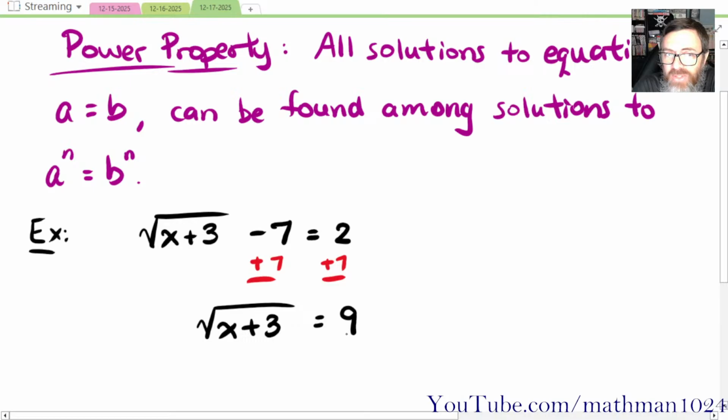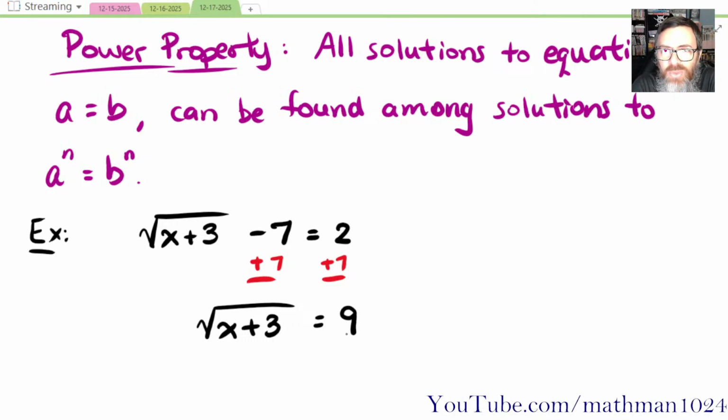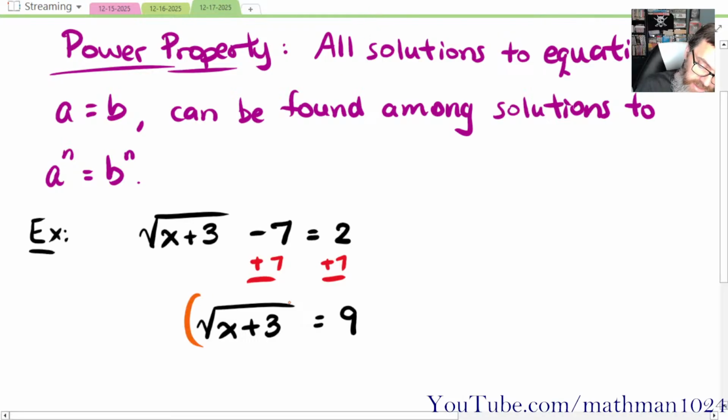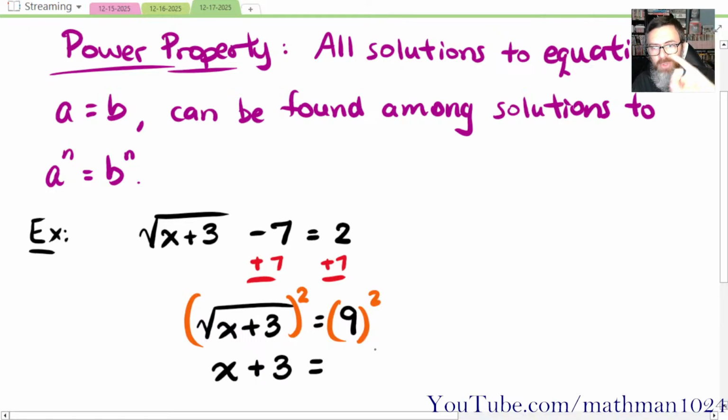Now that the radical is by itself, we want to apply a power to both sides so that we can undo that radical. So think about how you read this. This is the square root. So if I square both sides, the square and the square root are acting as inverse operations, and that's going to cancel each other out. So x plus 3 equals, so the square and the square root dissolve each other away. On the right side you have 9 squared, and so that is just 81.